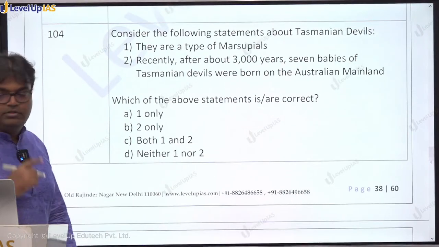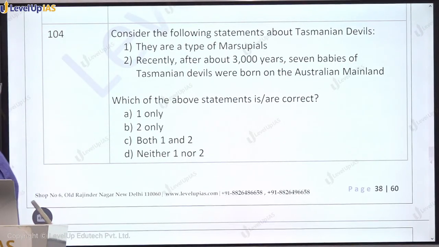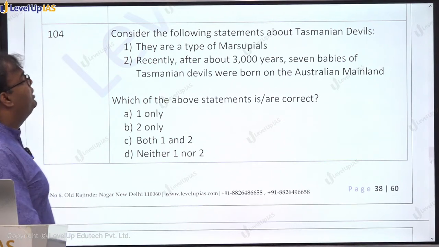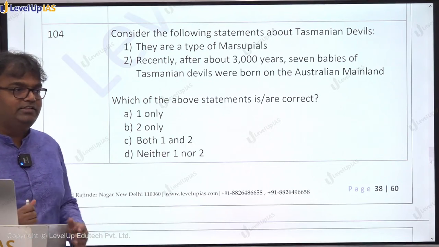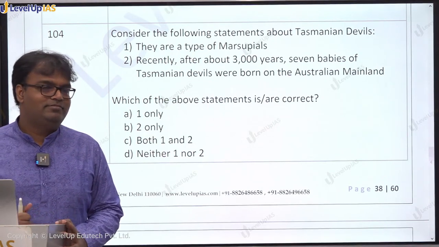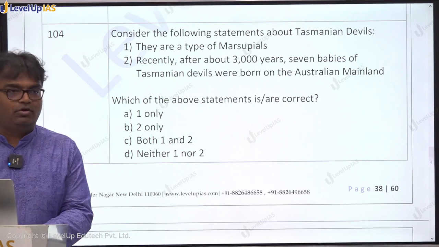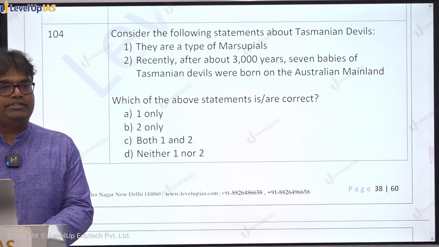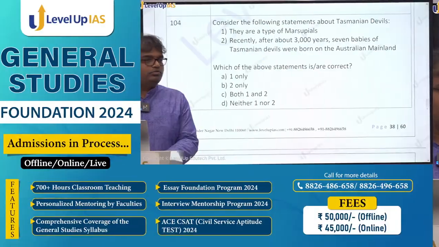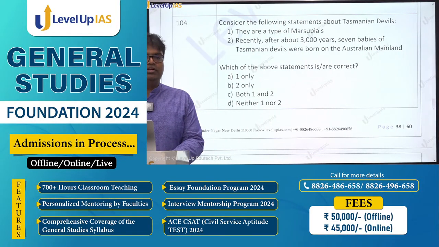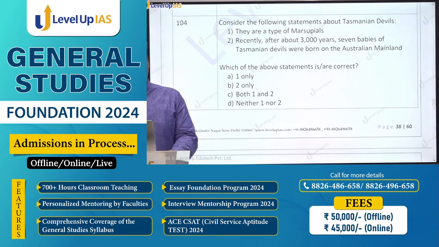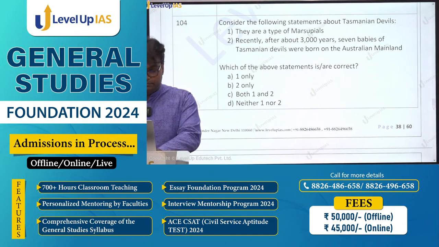104. Tasmanian devil. Are they marsupials? Yes. Recently, after 3000 years, 7 babies of Tasmanian devils were born on the Australian mainland. Is it correct? Yes. Devils are found on other islands, but from the mainland they had gone extinct. But recently, around 2020 or 21, after more than 3000 years, babies were born there. So the answer is C. The answer to 104 is C.